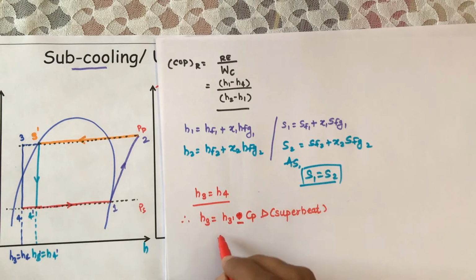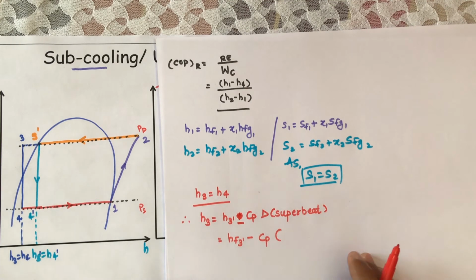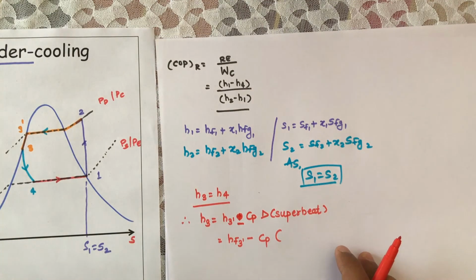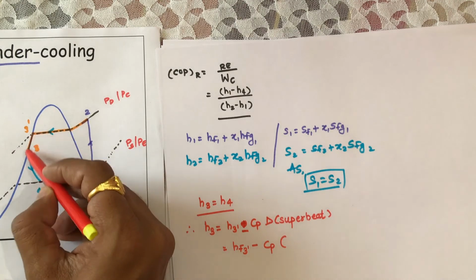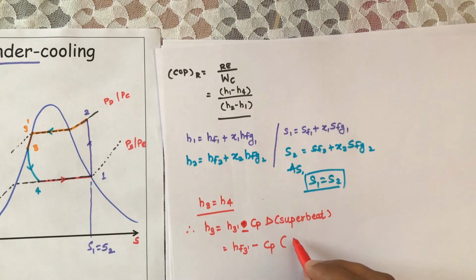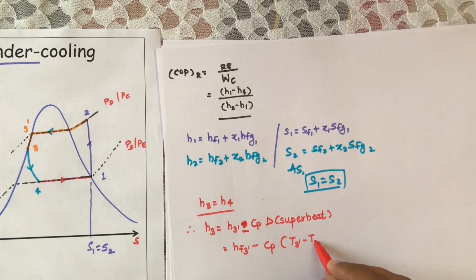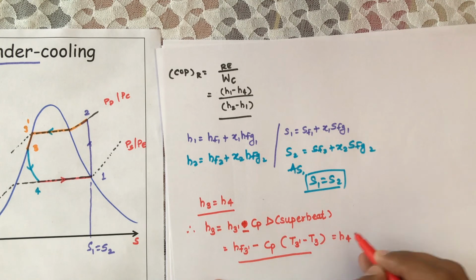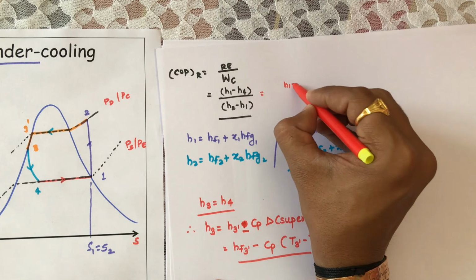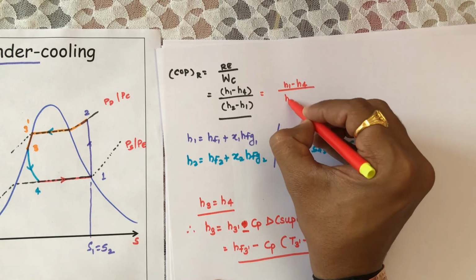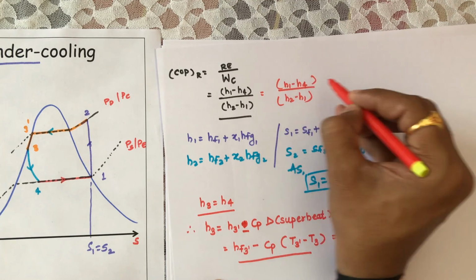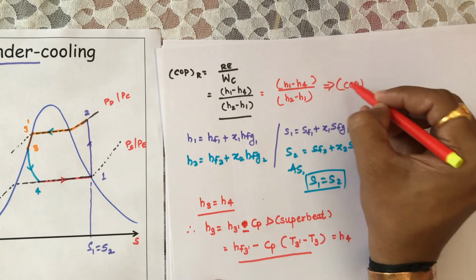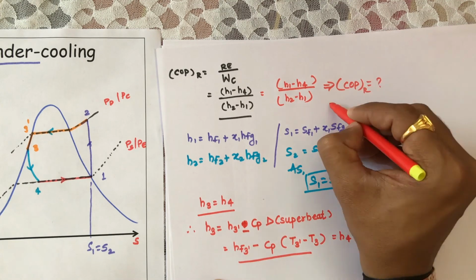Now what is H3 dash? H3 dash is nothing but HF3 dash minus CP into. Now how can we write the degree of subcooling? The degree of subcooling is in between 3 dash and 3. I can write T3 dash minus T3. From this easily I will get the value of H3, or I can say it is equal to H4. Those values I can put in this equation, H1 minus H4 divided by H2 minus H1, and I can have the value of the coefficient of performance of the refrigerant.